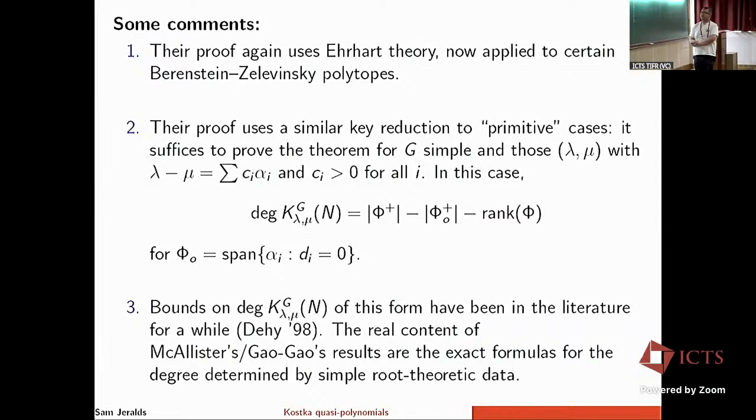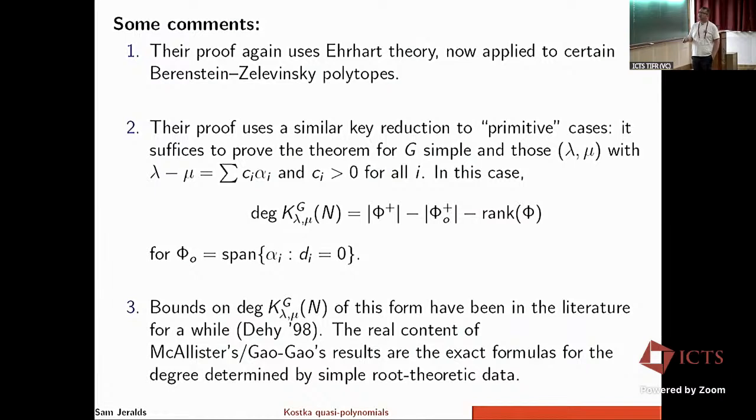The other thing to say is that they use a very similar reduction to a primitive case or primitive pair case, except now, what do we mean by primitive? You can take G to be a simple group, and you can look at just lambda and mu, where all of the coefficients and their difference are strictly positive. So if you wrote down the primitive condition for partitions, you should land at something very similar. You want lambda minus mu to have full support in the root lattice.